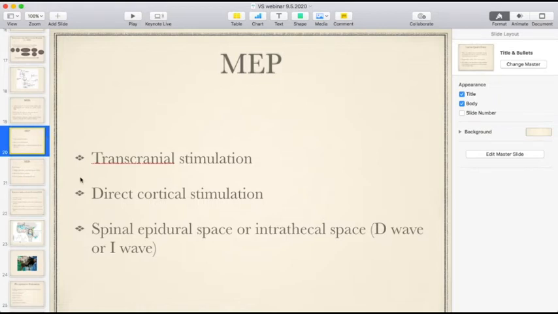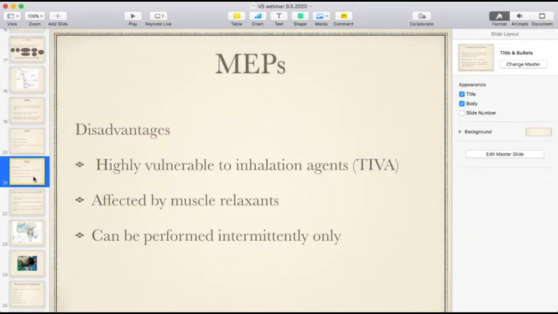MEPs can be done, as we discussed earlier, by transcranial stimulation, direct cortical stimulation, or in the spinal epidural space. But for us, during vestibular schwannoma surgery, transcranial stimulation is the modality that we use in all cases. Again, the utility of MEPs and SSEPs is not extremely clear in all patients with vestibular schwannoma surgery.